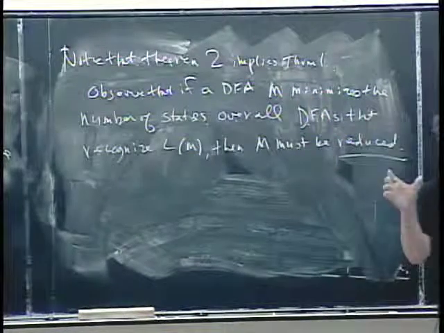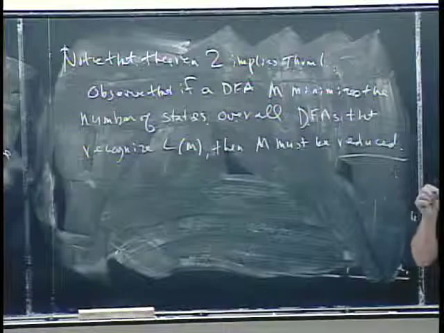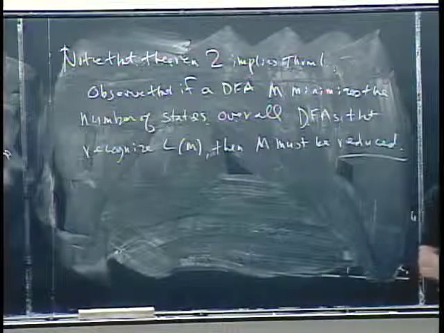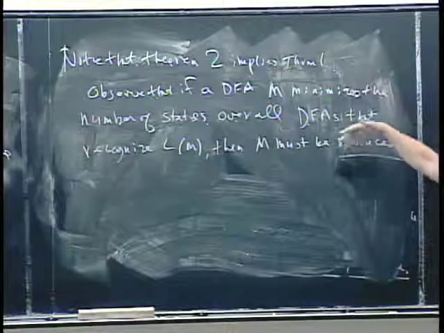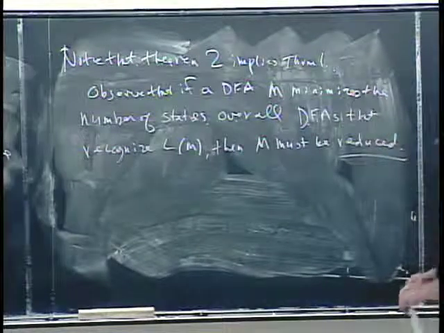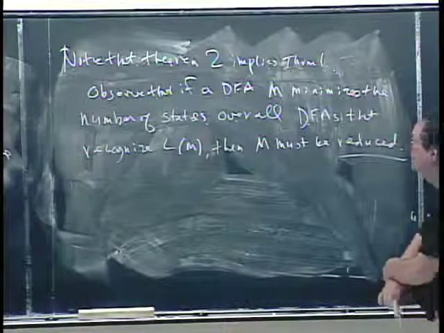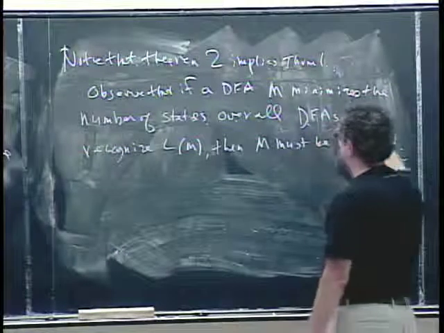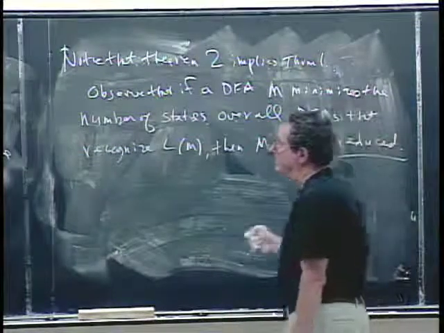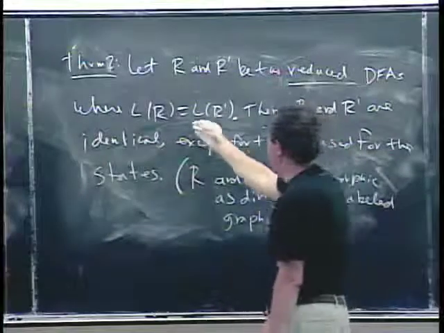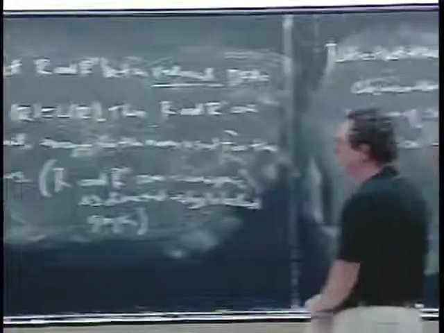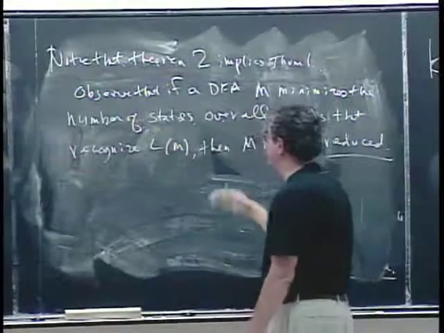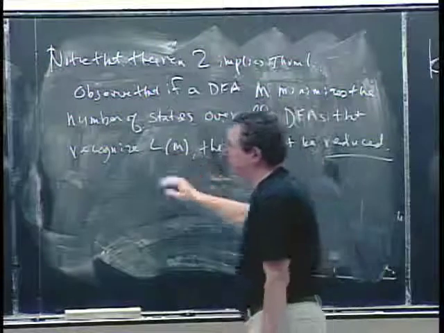If it wasn't reduced, you could take two states and merge them, obtaining another DFA with a fewer number of states that accepts the same or recognizes the same language. So the DFA that minimizes the number of, or a DFA, because we don't know it's unique at this point, we're proving that it's unique, but a DFA that minimizes the number of states has to be reduced. Okay, well, this is saying that any two reduced DFAs that accept the same language are identical, which means that there's really only one DFA that minimizes the number of states over all DFAs that accept that particular language.